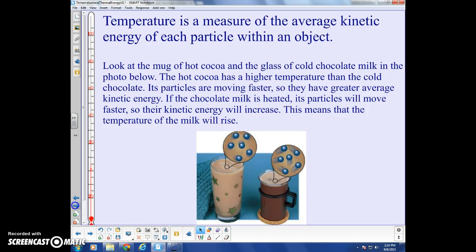If you look at the chocolate milk here, you can see that its particles are moving relatively slowly, and the size of their tail tells you that it's not moving very quickly. However, the hot chocolate on the right, these particles are moving very quickly, so because they move faster, they bump into your thermometer more, and they transfer more energy, and the temperature reads higher. If I were to heat the chocolate milk, the particles would move faster, their kinetic energy would increase, and the temperature of the milk would rise.